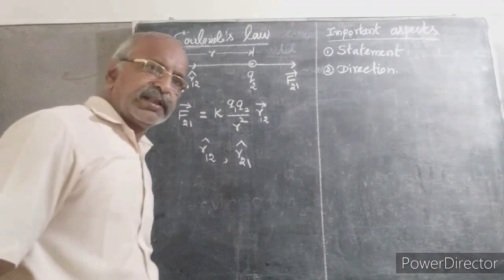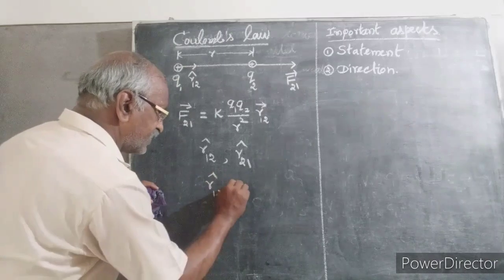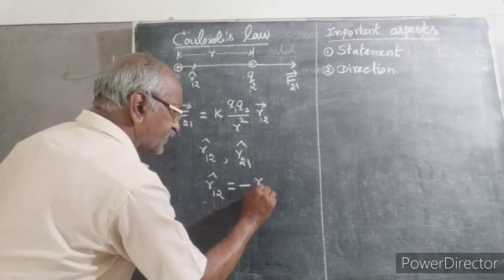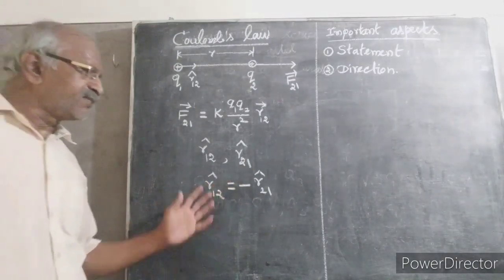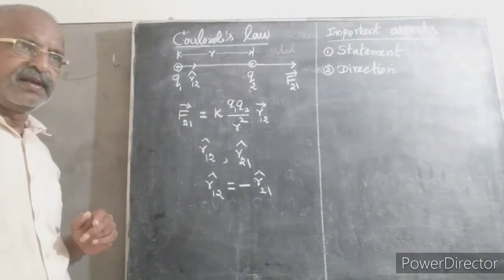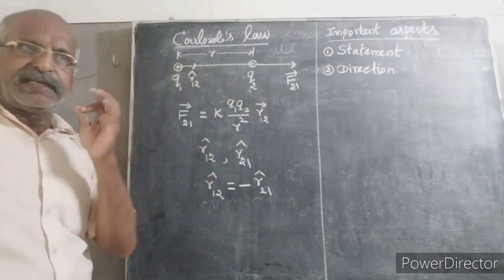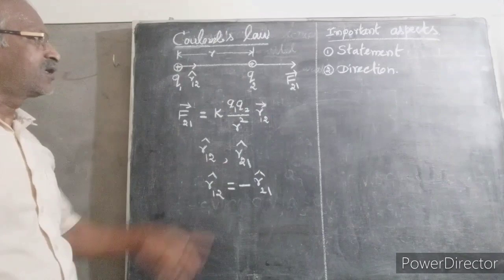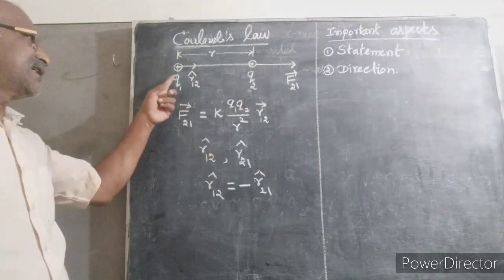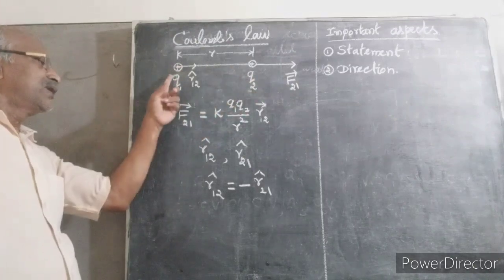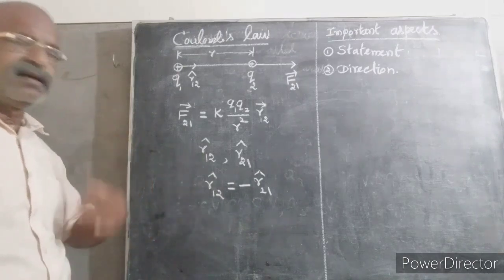In vectors we know that R12 cap equal to minus R21 cap. Only the direction is opposite, magnitudes are equal. So the two forces are acting along the line joining the two point charges, and the force on the Q2 charge is acting along R12 vector, and the force on the first charge is acting along R21, that is minus R12 vector. R21 vector equal to minus R12 vector.